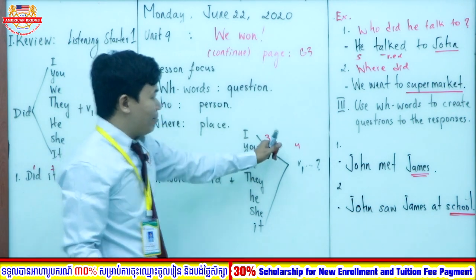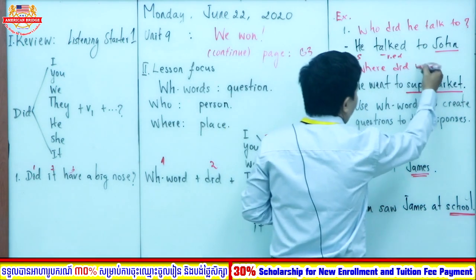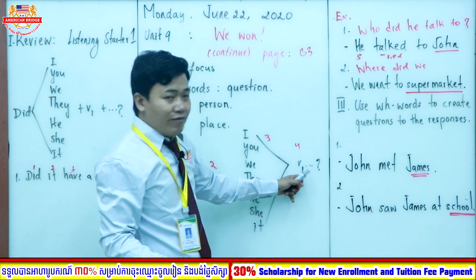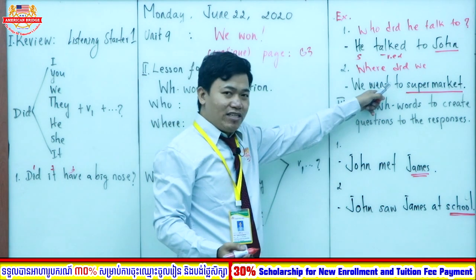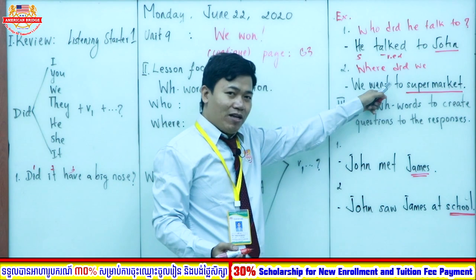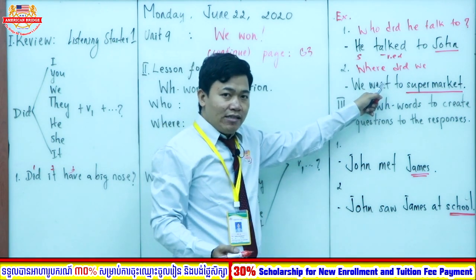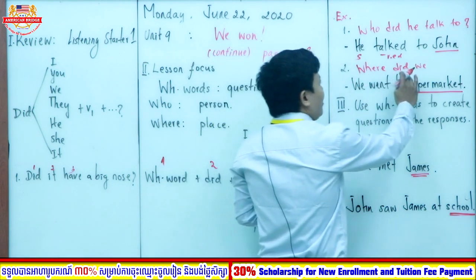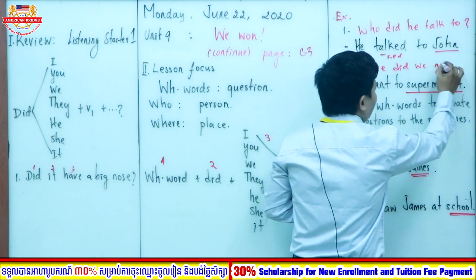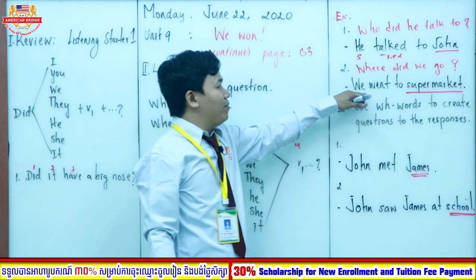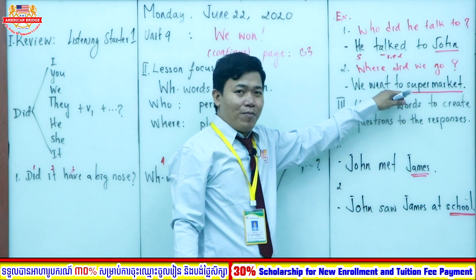Yeah, we. Where did we? And then you need to put verb 1. Verb 1 of the word went, what is it, everyone? Good. You have learned already. Verb 1 of the word went is go. Where did we go? So you put a question mark. Where did we go? We went to supermarket.